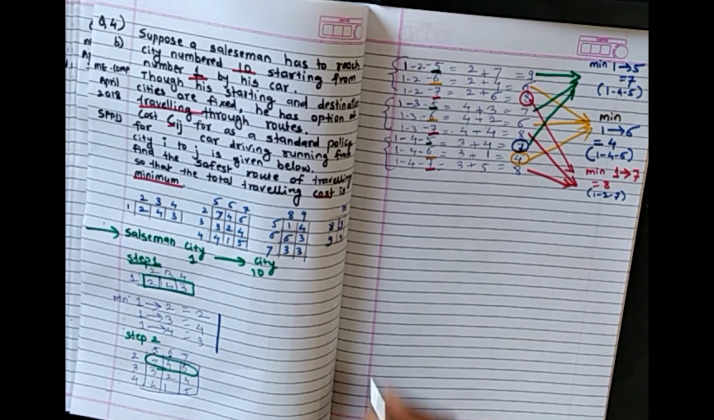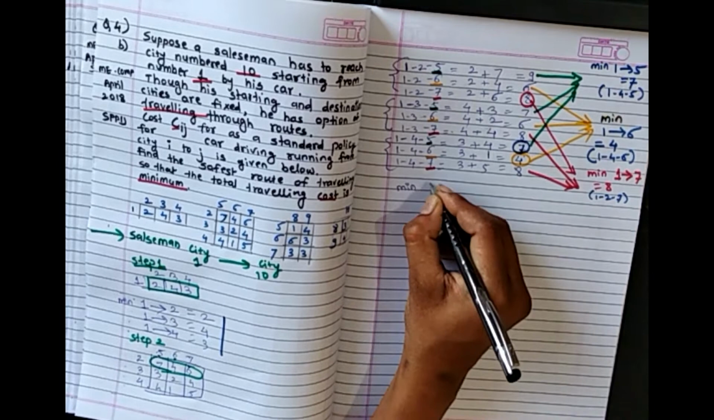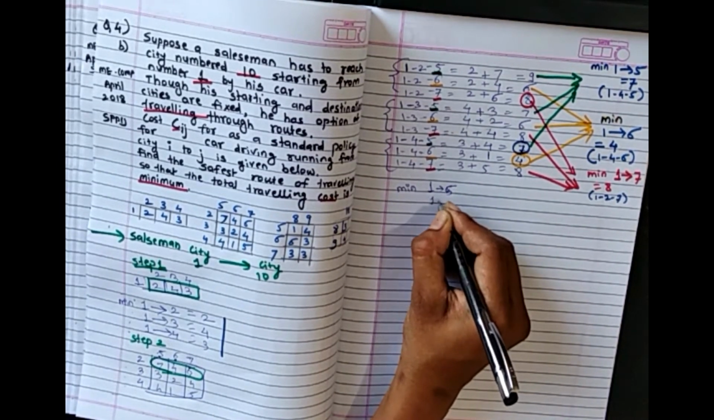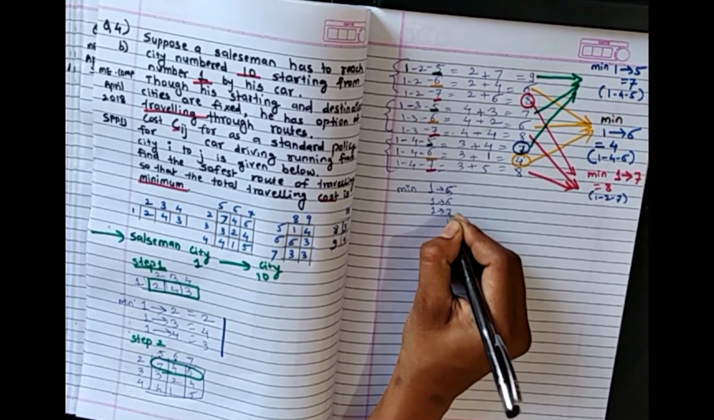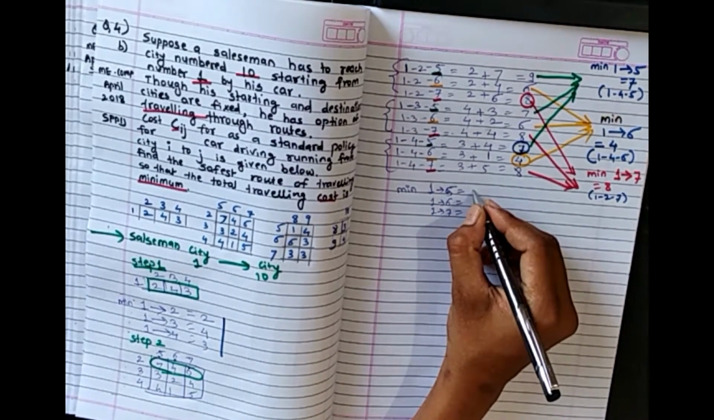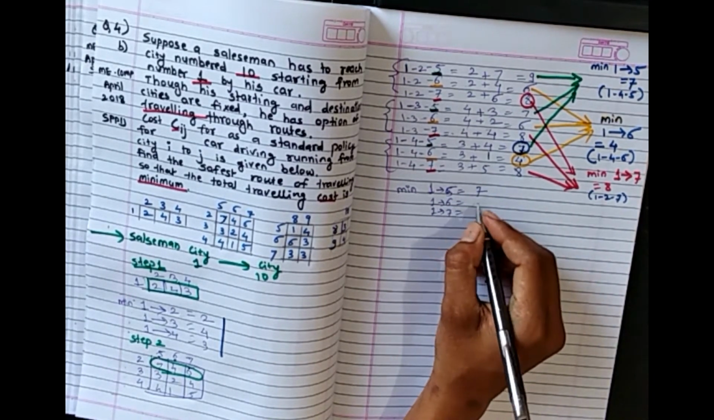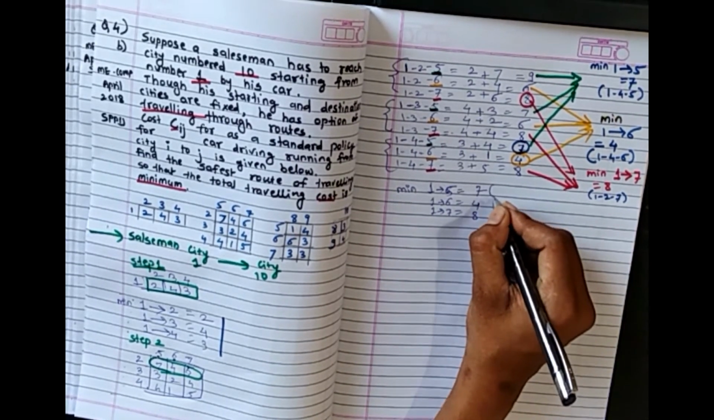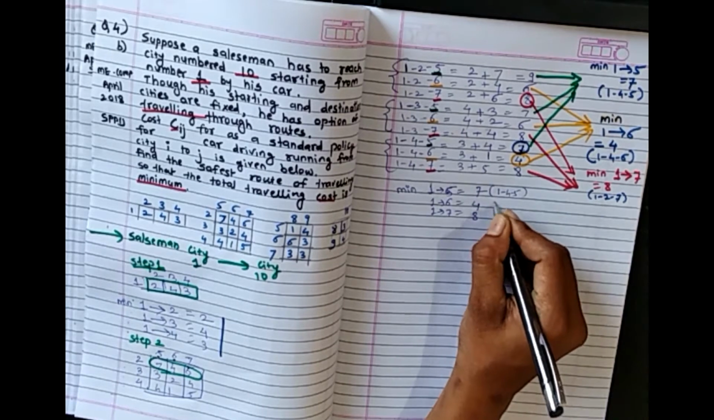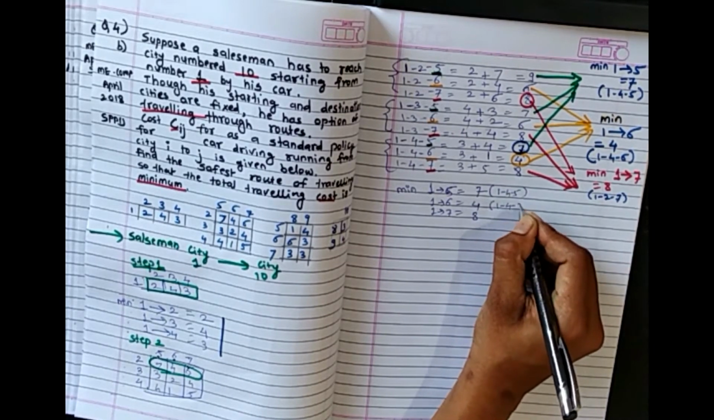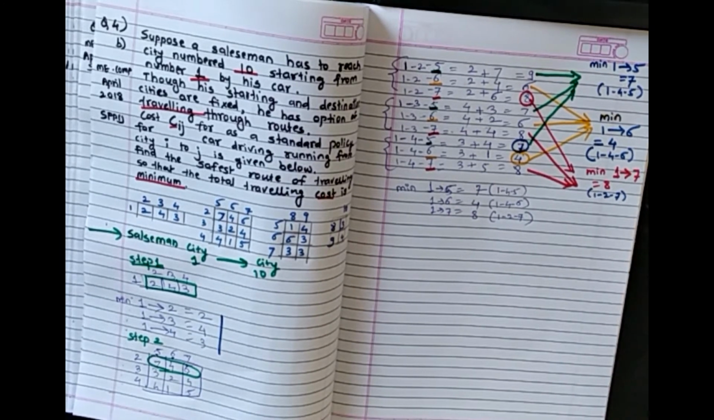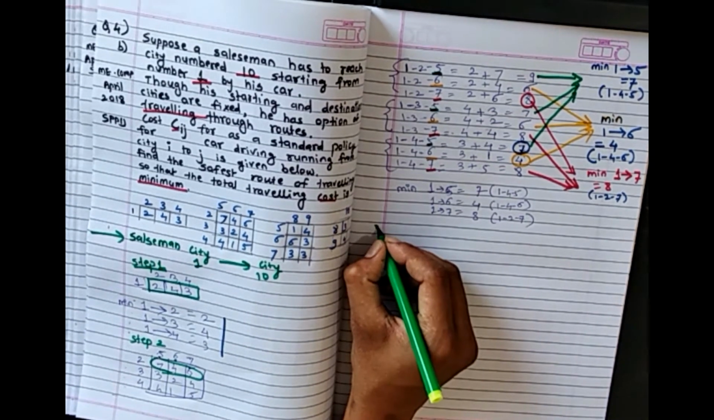The minimum value for going from 1 to 5, 1 to 6 and 1 to 7: 1 to 5 is 7, 1 to 6 is 4, and 1 to 7 is 8. This is coming from the route 1 to 4 to 5, this is coming from the route 1 to 4 to 6, and this is coming from the route 1 to 2 to 7. Now we will move to the next iteration, that is step 3.